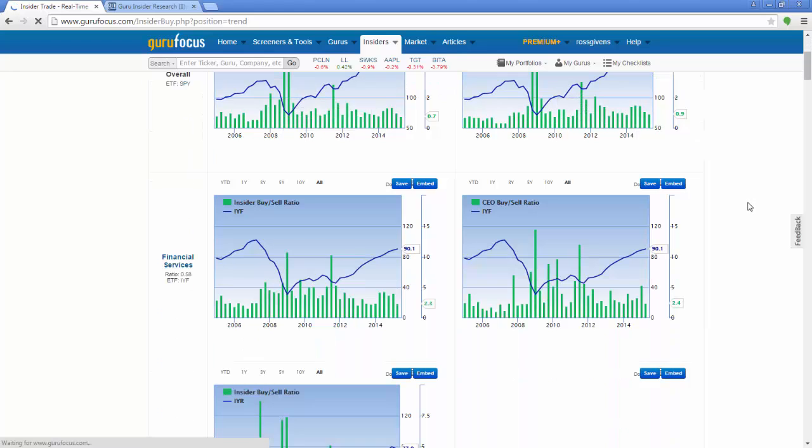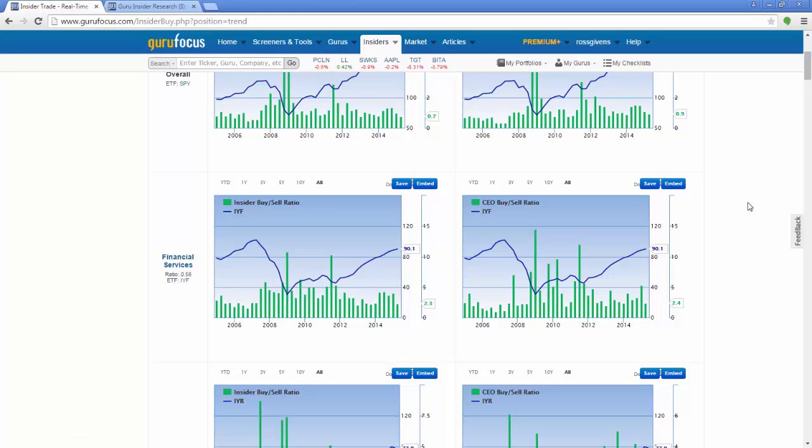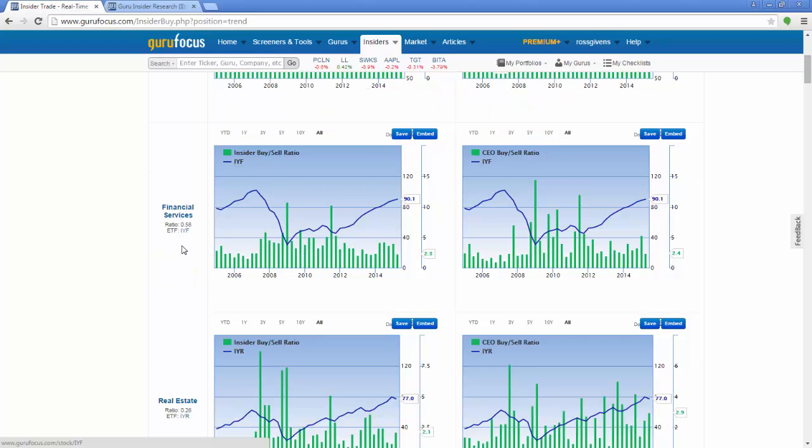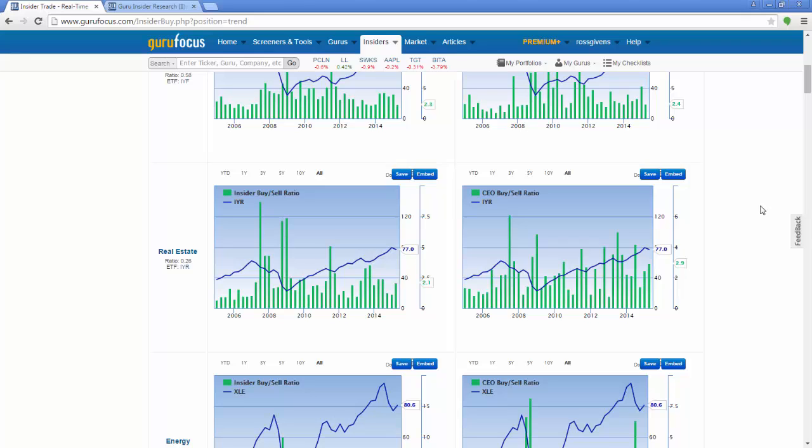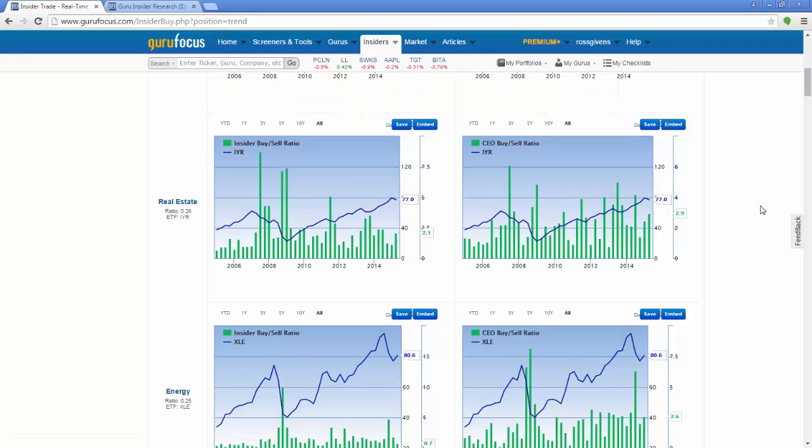And if you scroll down, what Charlie's done is create buy-sell ratios for each sector based off of the ETF. So for financial services, for instance, you see when those buying and selling spiked. The right side is just the CEO. The left side is all insiders. And as we go through these various sectors, it's pretty clear they timed this market fairly well for the most part.